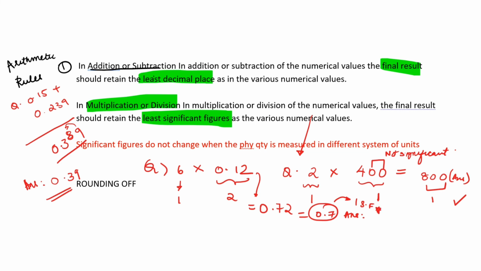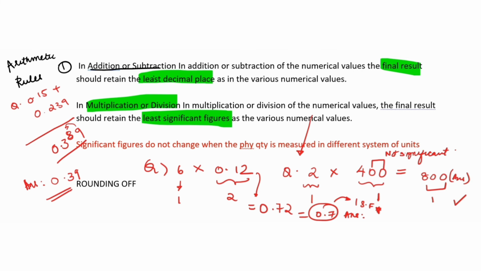Now, can you see the point which I have typed down in red? Significant figures do not change when the physical quantity is measured in a different system of units. This we already saw in the important points part. What did we see there? That the dimensional formula is the same whether the physical quantity is measured in CGS or SI. In the same way, significant figures also do not change when the physical quantity is measured in different systems of units. So keep this point also in mind.